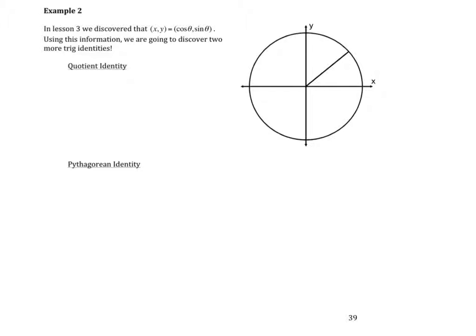In lesson 3, we discovered that x and y were equal to cosine of theta and sine of theta. Using this information, we are going to discover 2 more trig identities. So the first identity we're going to look at is the quotient identity, and that is tangent of theta is equal to sine of theta over cosine of theta.